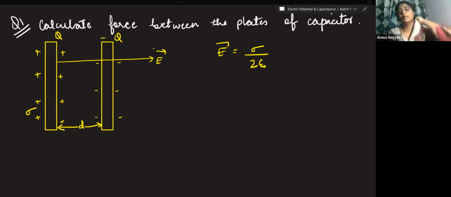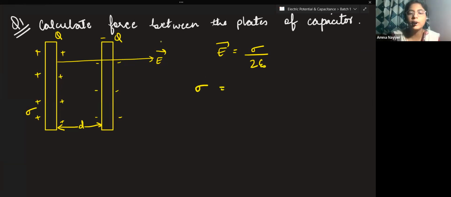Now see, sigma is the surface charge density. I am writing the electric field for this one plate. Remember, we had discussed applications of Gauss law, and we had seen it is sigma by 2 epsilon naught for a single plate. For both the plates it was sigma by epsilon naught because the 2 got cancelled. So for only this positive plate, the electric field is sigma by 2 epsilon naught.